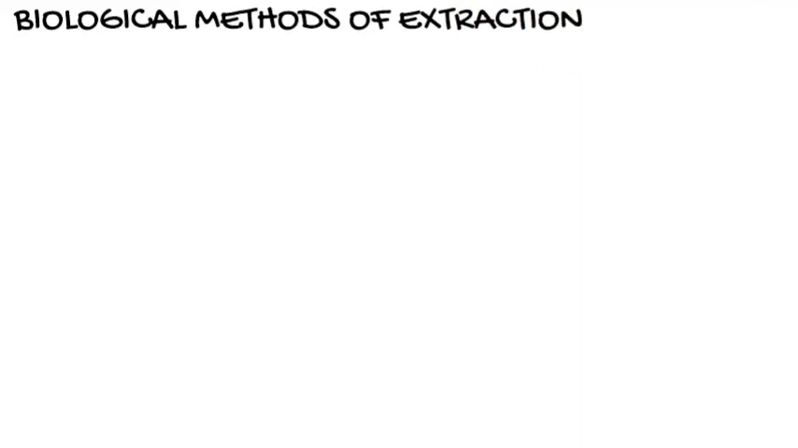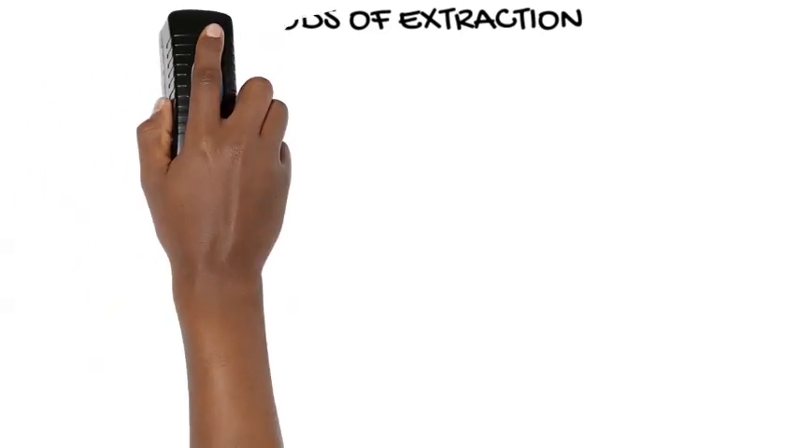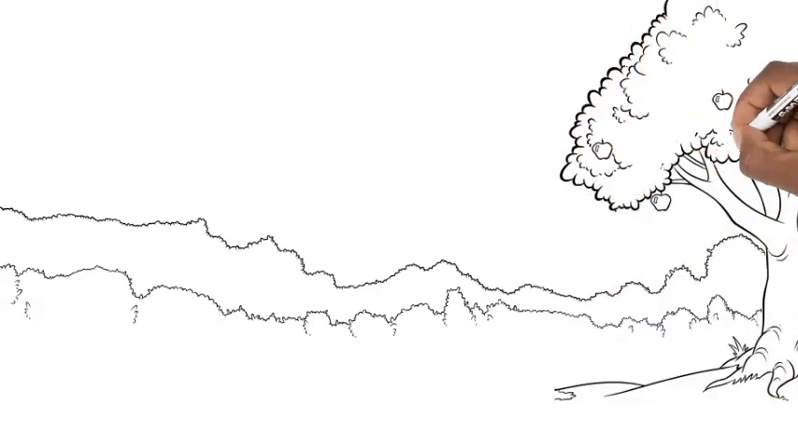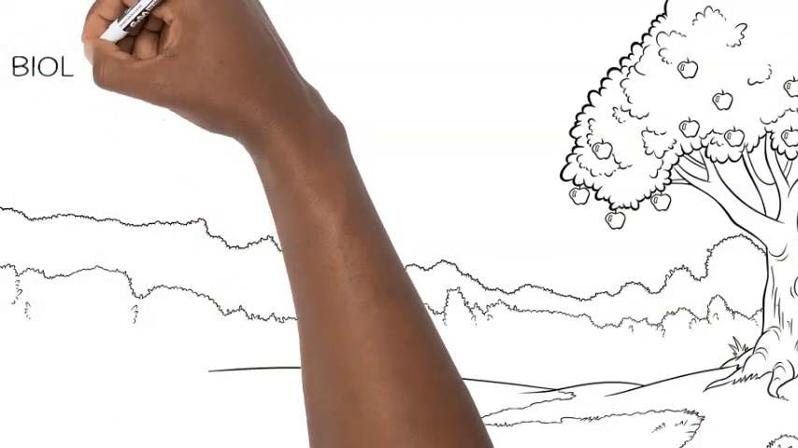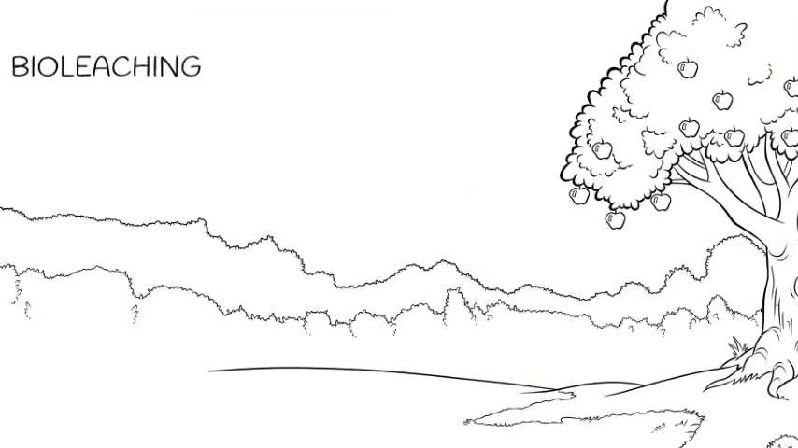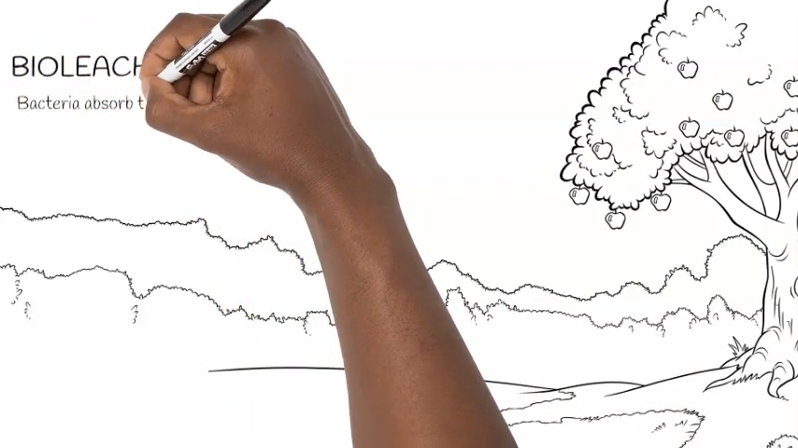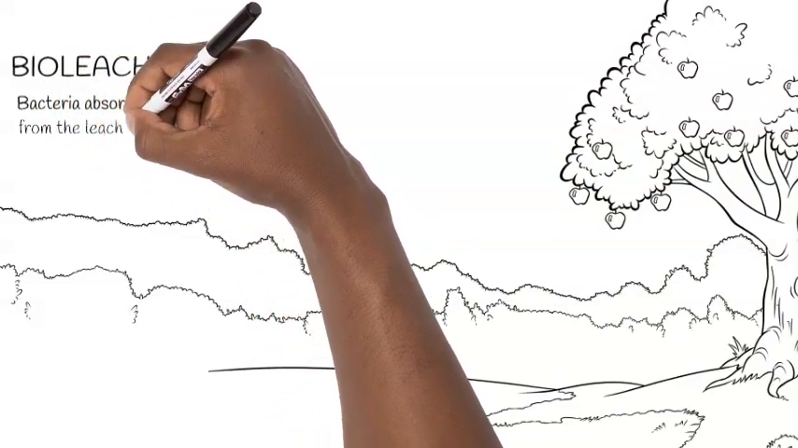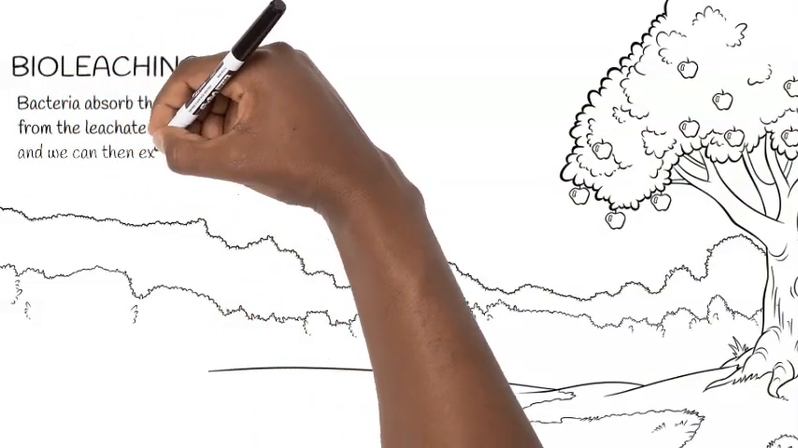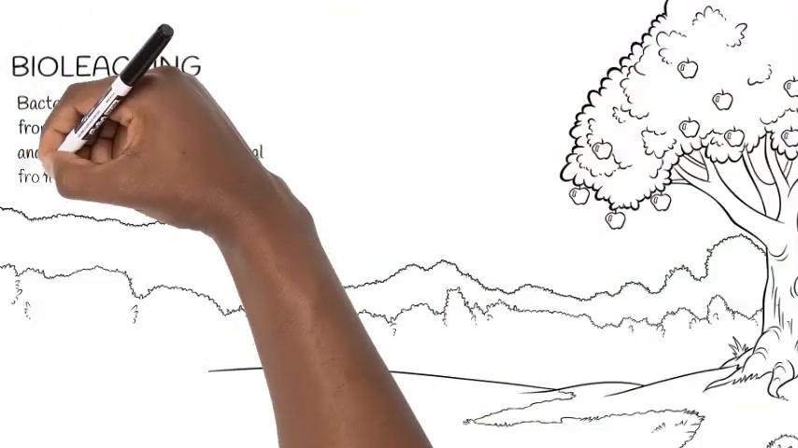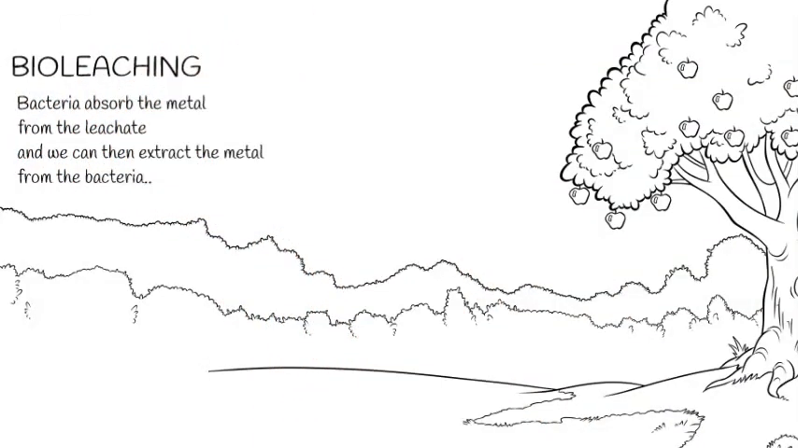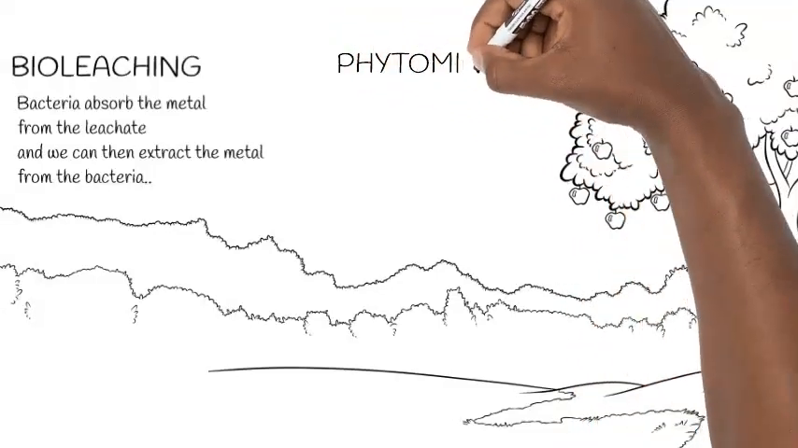Mining can be incredibly destructive to the environment, and we also know that some metals are in very short supply. So scientists have come up with biological methods of extracting the metal from the environment. The first method is known as bioleaching and involves bacteria. Bacteria absorbs the metal from leachate, which is water that has percolated through rocks, and we can then extract the metal from the bacteria.